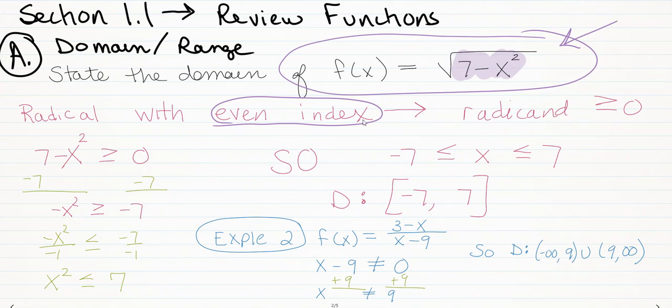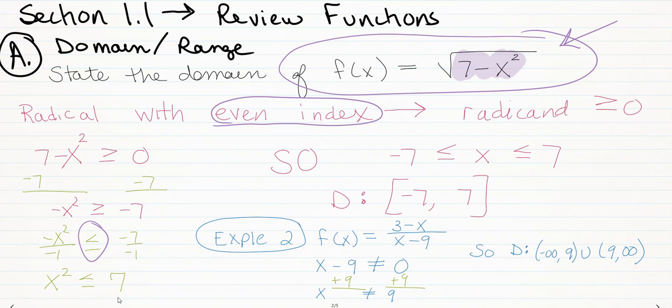But here, since we've got an even index, it's a square root, the radicand has to be greater or equal to 0. So that means the 7 minus x squared is greater than or equal to 0. And if I solve this for x, I would subtract 7 from both sides to get the opposite of x squared is greater or equal to negative 7. And then I'd want to divide by negative 1. But remember, when you divide by negative 1, that greater than or equal to has to flip to be less than or equal to. So I get x squared is less than or equal to positive 7.